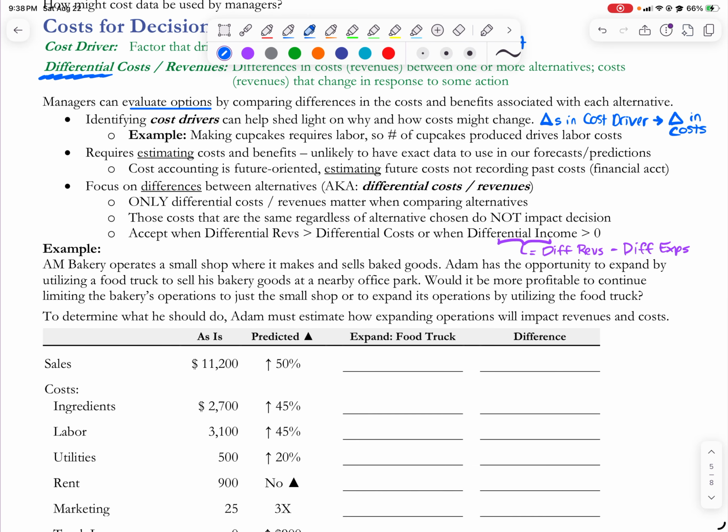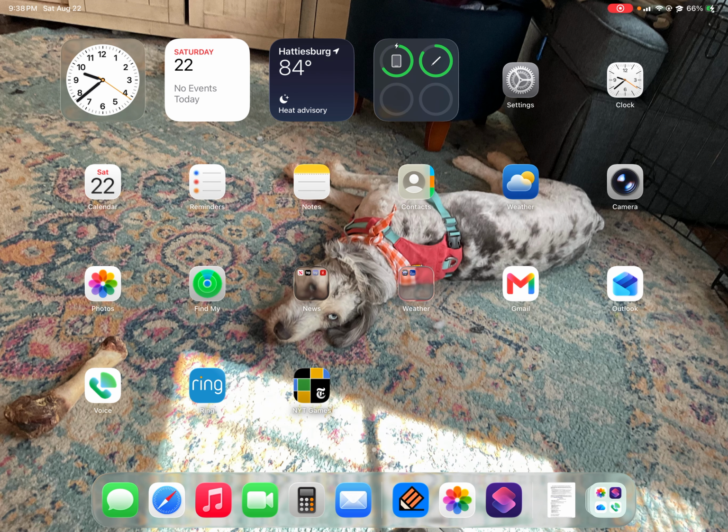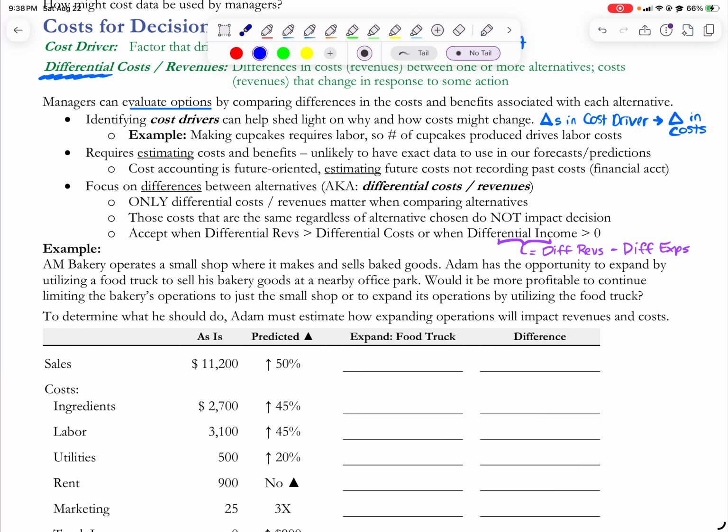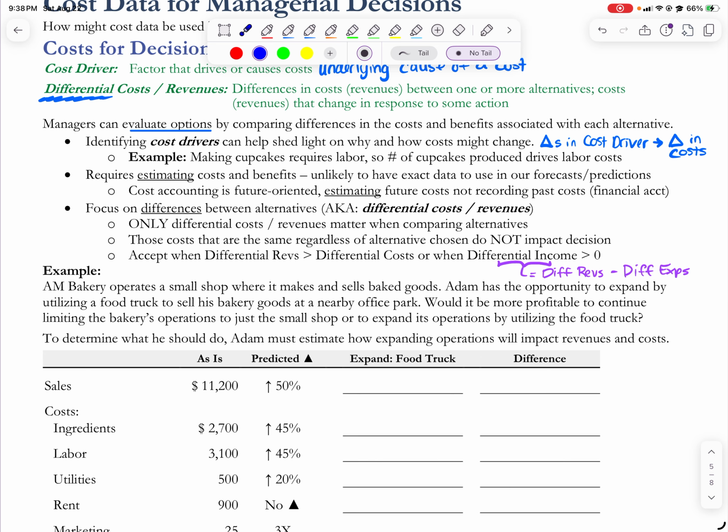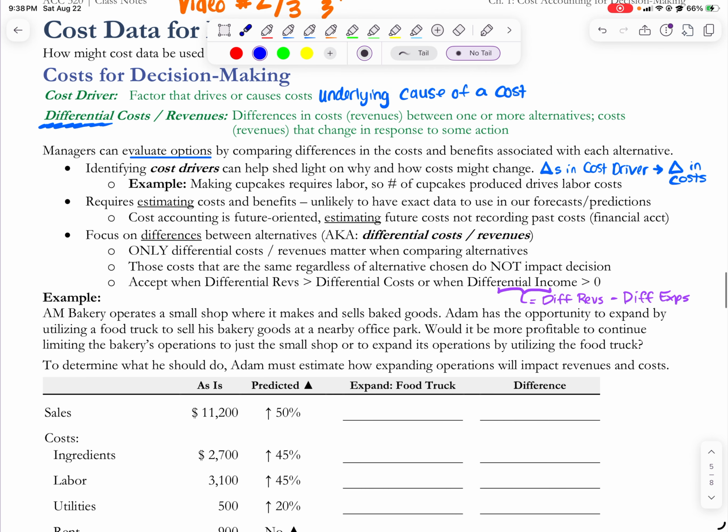So it can be really helpful if you're comparing them to be able to identify the cost drivers associated with alternatives. Largely because if I can identify the cost drivers which contribute or drive the cost, then I can better understand why and how costs might change with each alternative by looking for differences in those cost drivers.